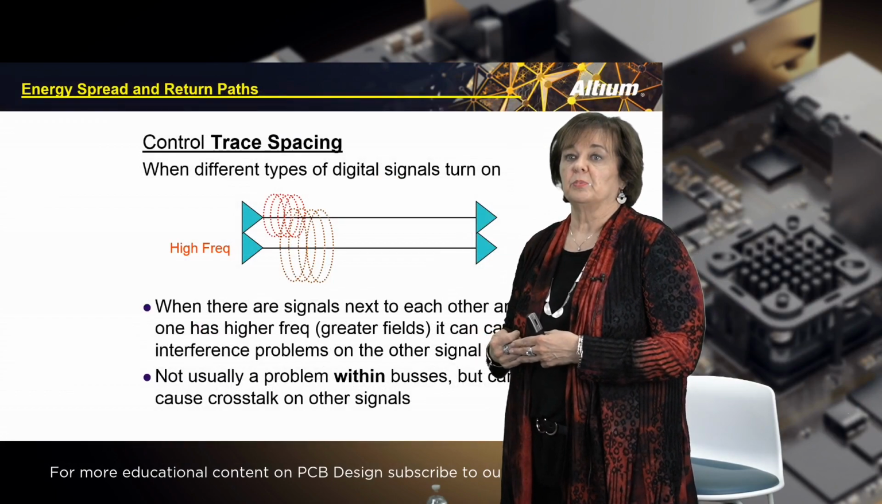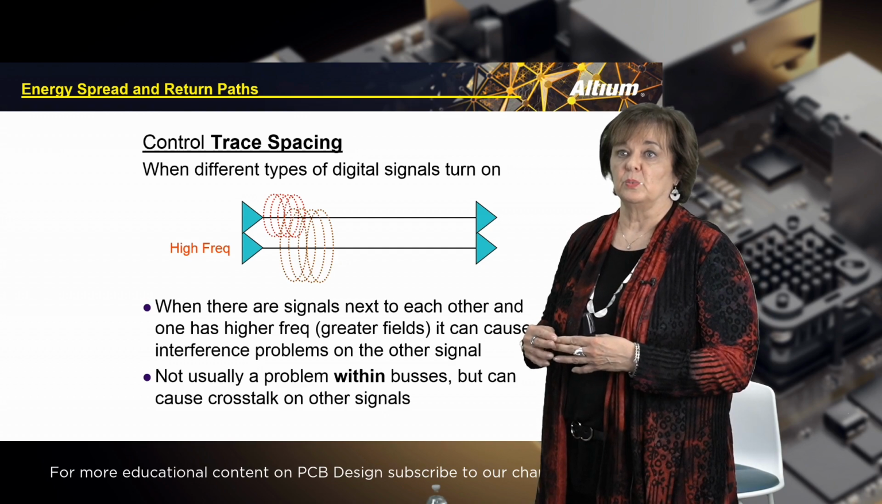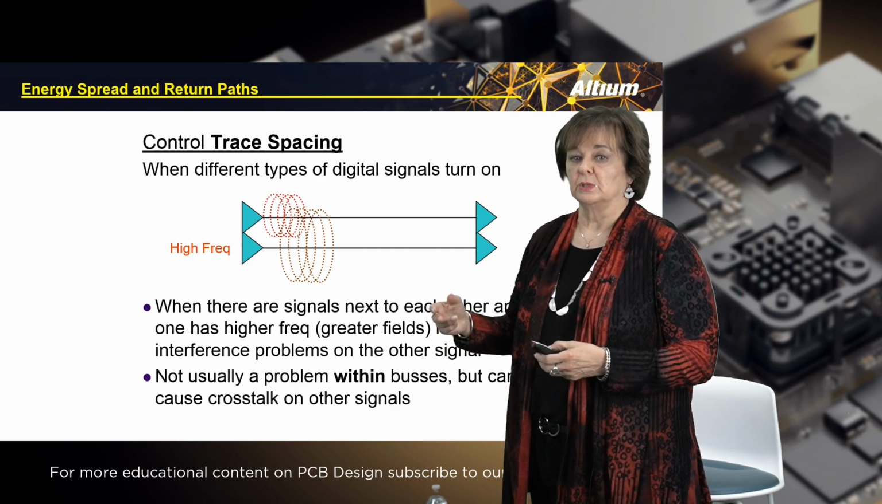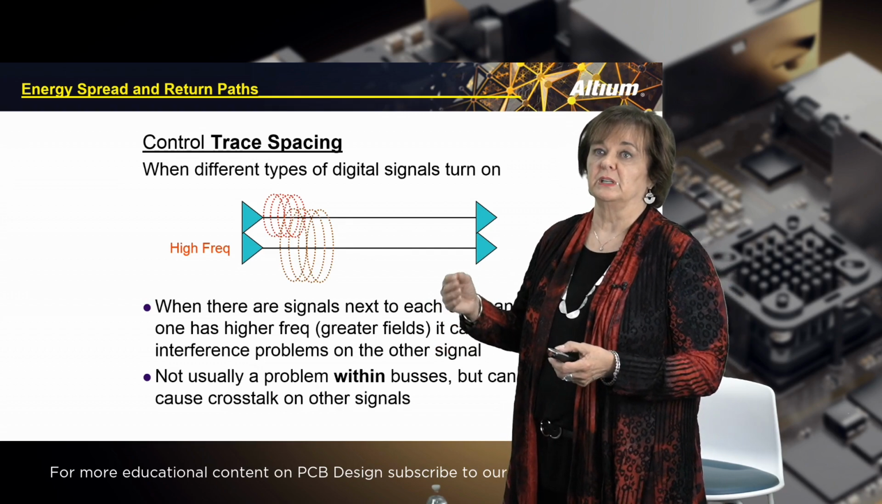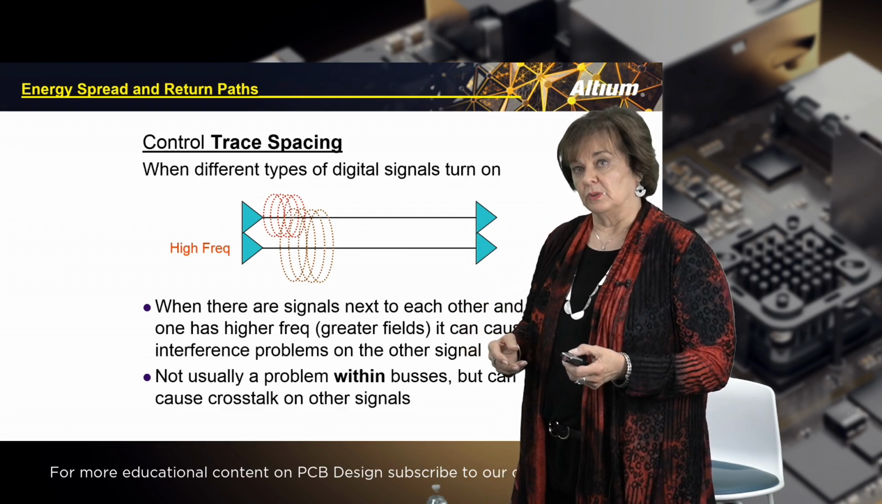It's not usually a problem within a particular bus to have the signals be close to one another, but it certainly can be when you have two different types of signals or different types of buses or different logic families that are too close to one another.